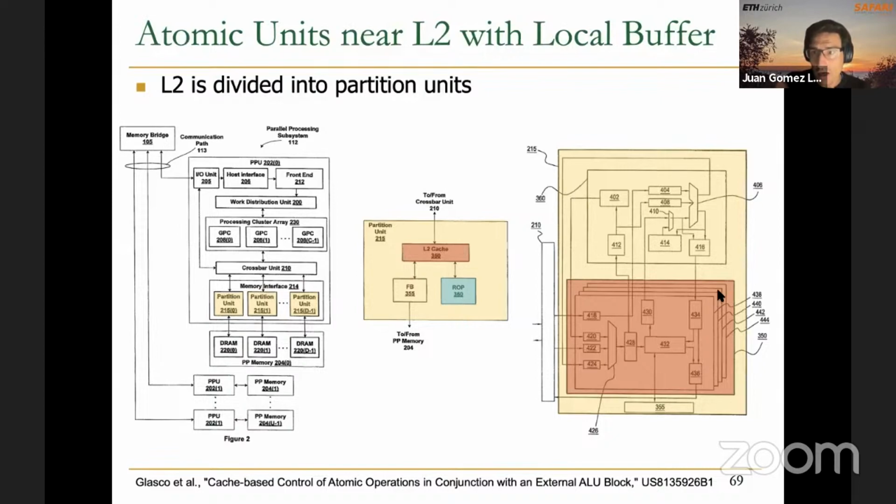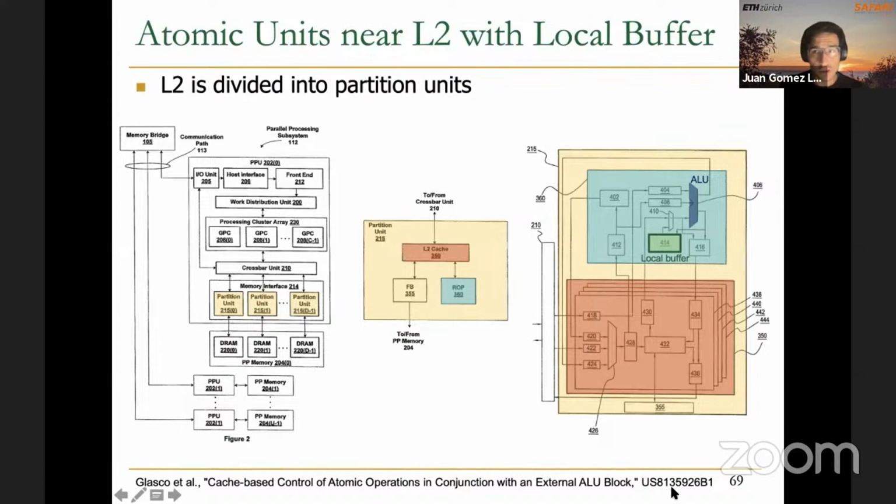You can see that there are several slices of L2 cache, but in reality, this is all like a large memory array where we can store the data, the cache lines that we bring from DRAM. And here in the upper part, you can identify the ROP, which is the atomic unit with its own ALU, and also this space here is the local buffer. All these pictures are coming from this patent that you can see here at the bottom.